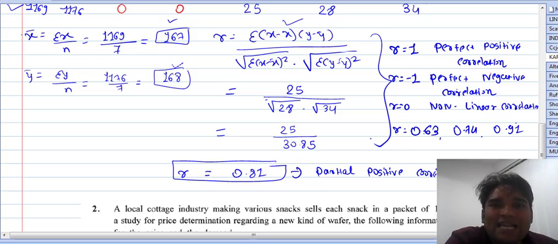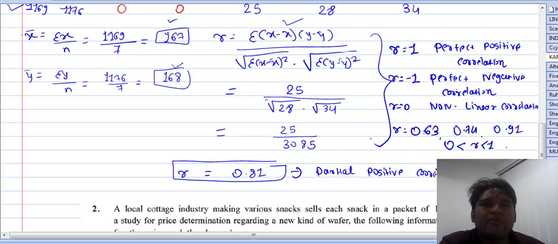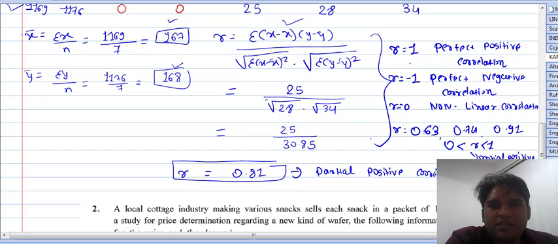So whenever you get this kind of answer, that means more than 0 but less than 1, it is always a partial positive correlation. You have to analyze it like that: partial positive correlation.